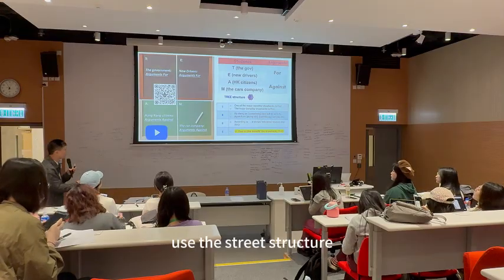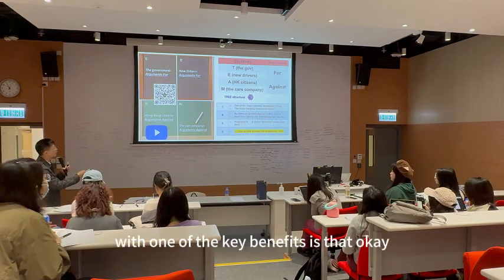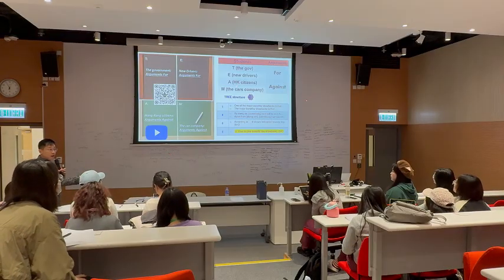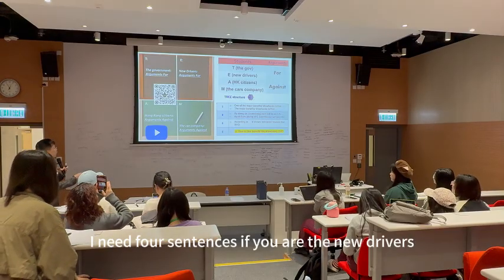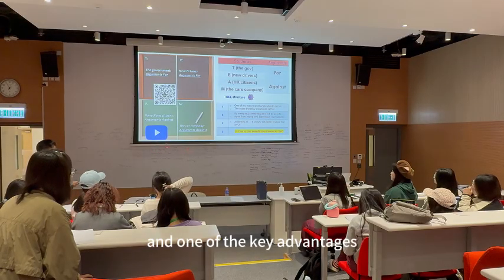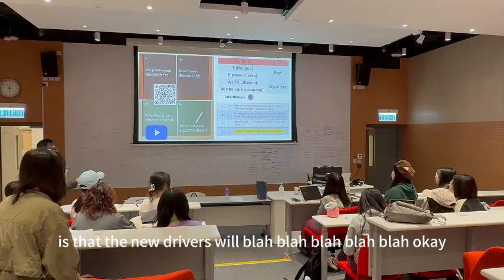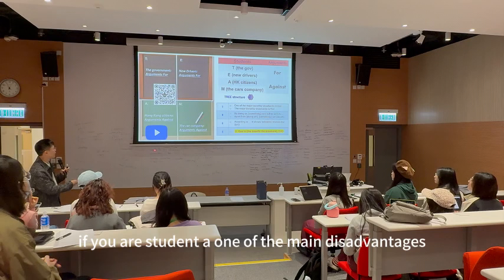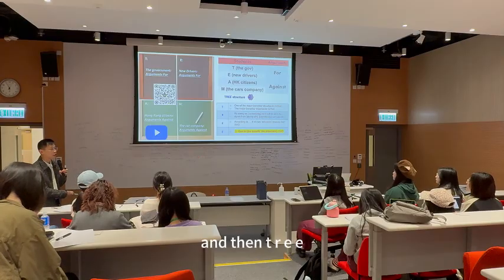When you write, use the tree structure. I need 4 sentences. Start with, one of the key benefits is that, okay, the government will blah, blah, blah. And then give me the reason, example, and ending sentence. I need 4 sentences. If you are the new drivers, one of the key advantages is that the new drivers will blah, blah, blah. Okay? If you are student A, one of the main disadvantages is that Hong Kong citizens will blah, blah, blah, and then TREE. Do you see what I mean?